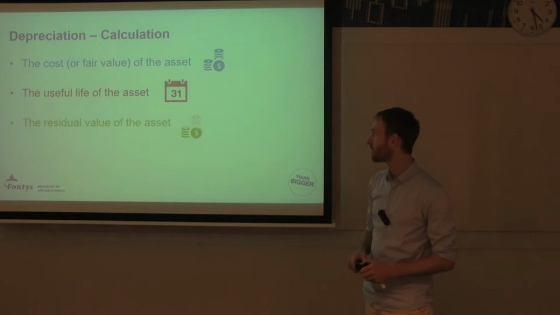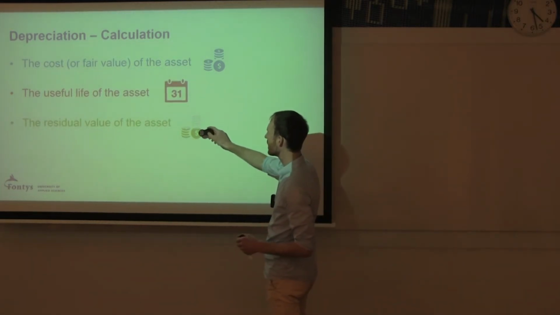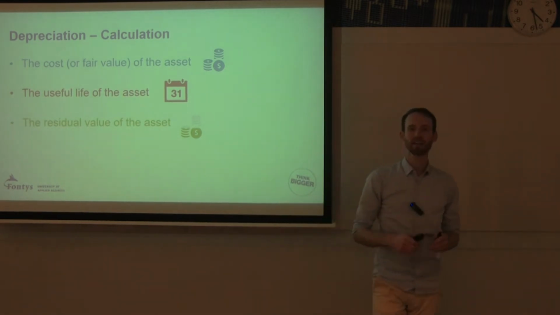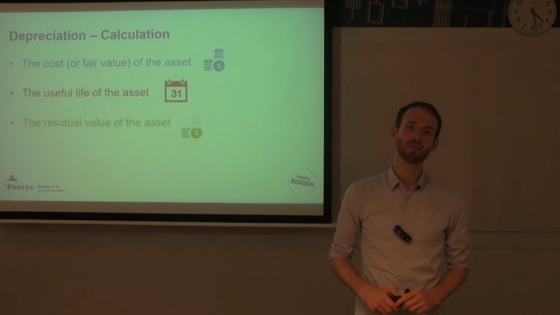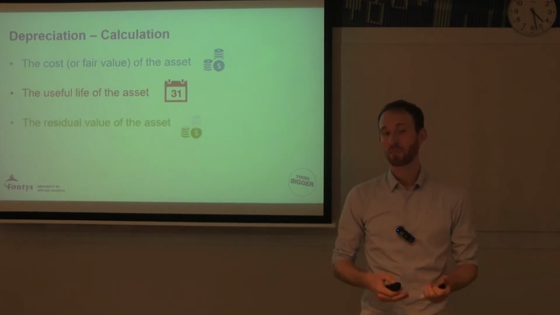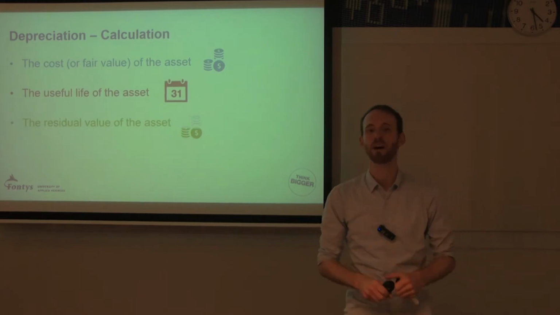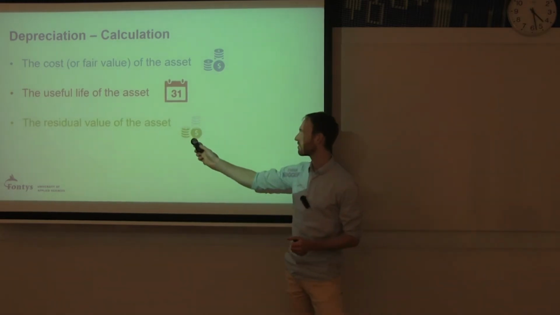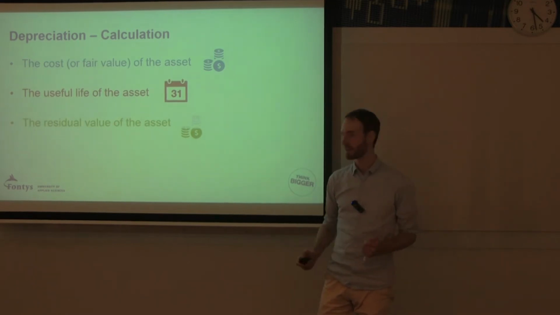Then the residual value of the asset, meaning if you use the asset for a certain amount of years, how much is still there at the end of the life of the asset. Because let's say after 30 years, you can't drive a certain car anymore, but you might still be able to sell it for 1,000 euros because somebody needs the different parts of the car. So that's the residual value of the asset. So what is left at the end of the life of the asset.